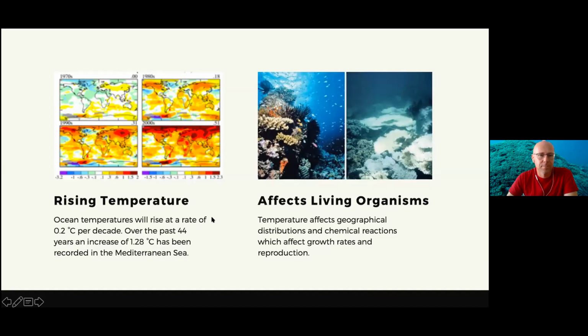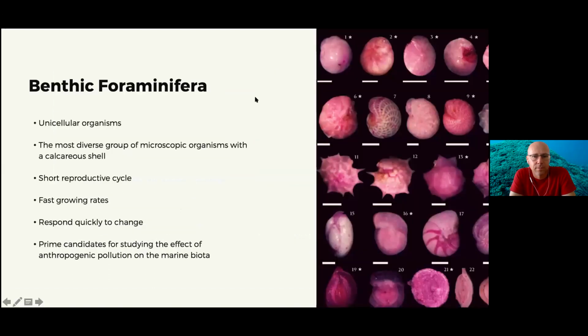So there's been a rise in temperature in our oceans of a rate of 0.2 degrees Celsius per decade over the past 44 years, and an increase of 1.28 degrees Celsius has been recorded in the Mediterranean Sea. This affects living organisms, geographical distributions and chemical reactions. This affects their growth rate, their reproduction, and in this presentation, specifically benthic foraminifera.